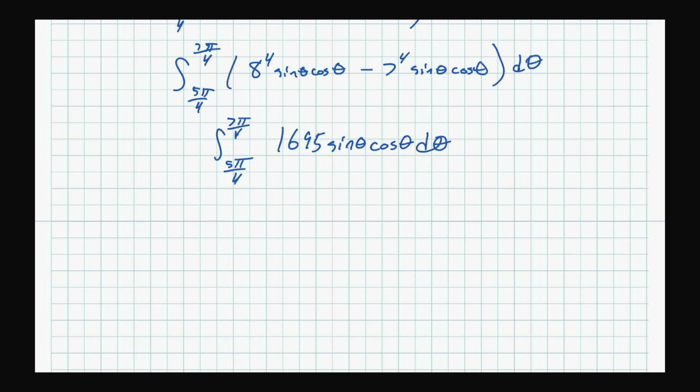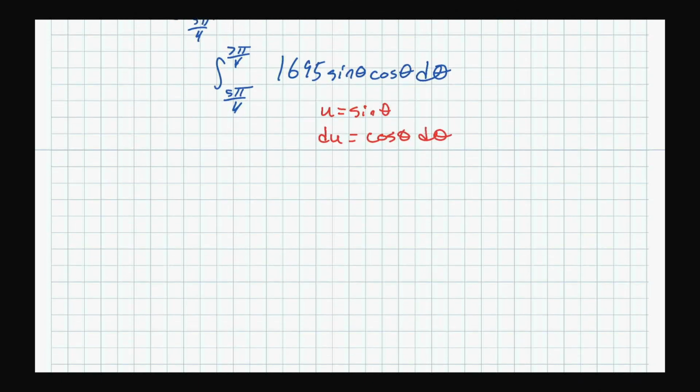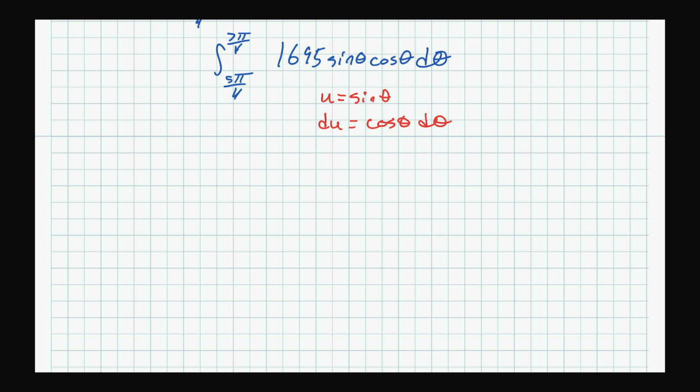So actually this is one where you would technically need a u substitution. So your u substitution would tell you that u should be sine theta, du should be cosine theta d theta. And then my integral, I'll put the 1695 out here, is going to be u du.